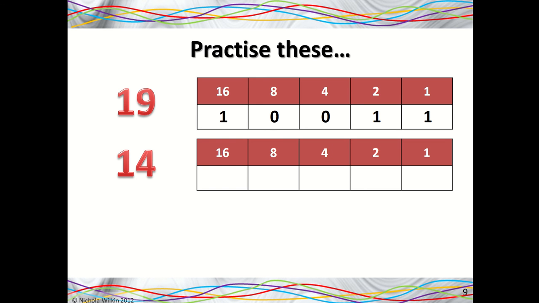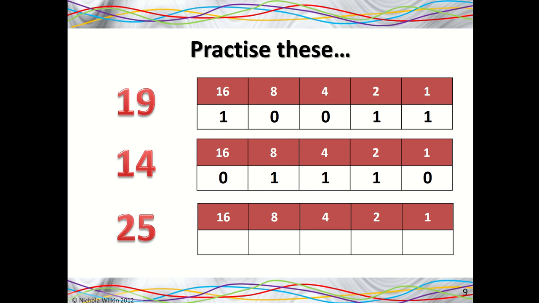16 is bigger than 14, so we put a 0 under 16. 8 goes into 14, so we put 1 underneath the 8. And 14 minus 8 equals 6. 4 goes into 6 once, so we put 1 underneath the 4. And 6 take away 4 equals 2. So the next column, 2 goes into 2 once, and 2 take away 2 is 0, so we've got nothing left over, so we have a 0 in the last column.